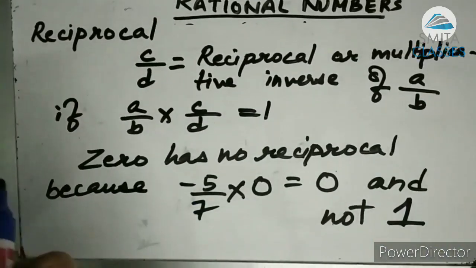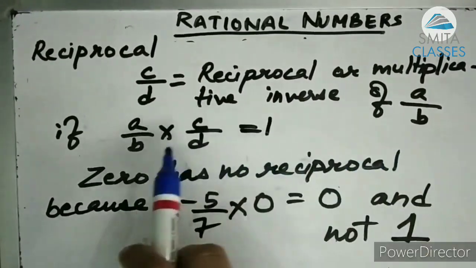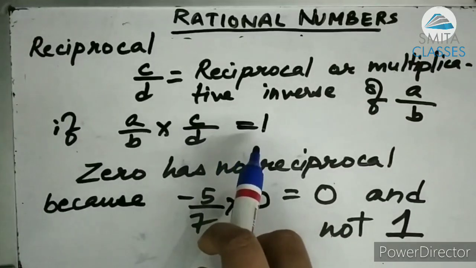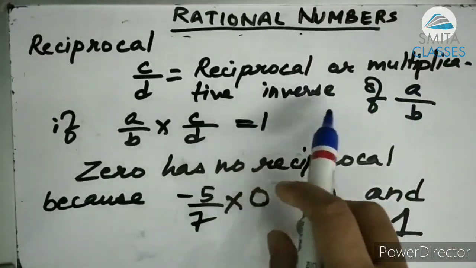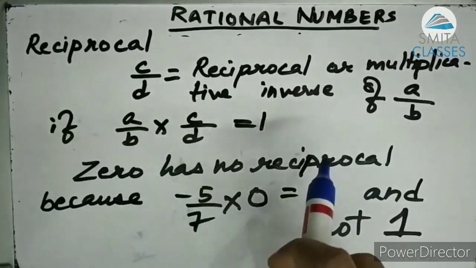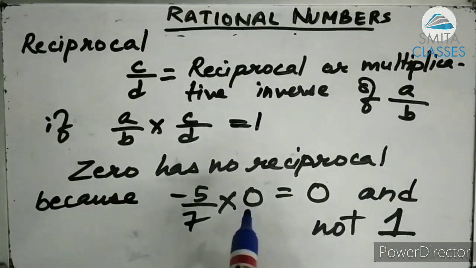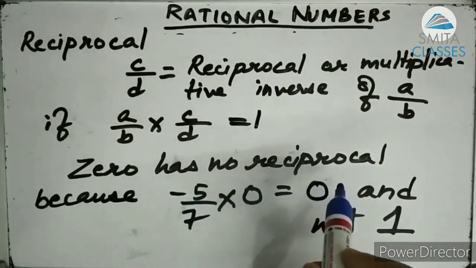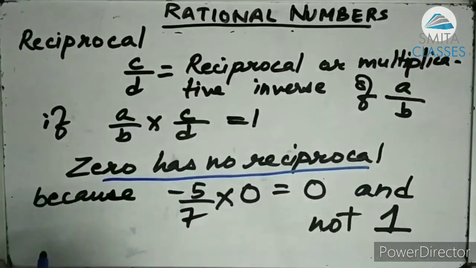We will deal with the reciprocal of a number. Suppose there is a number a by b, and if we multiply it with another number c by d and get the answer as 1, then c by d is the reciprocal or multiplicative inverse of a by b. Similarly, if we multiply a number by 0, the answer we get is 0 and not 1. So 0 has no reciprocal.